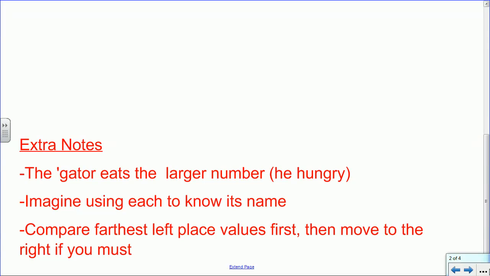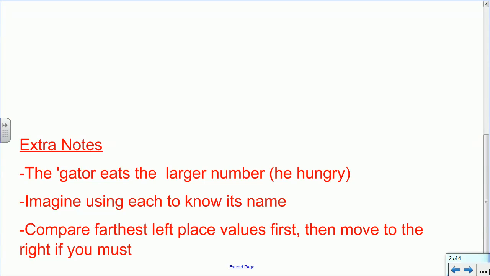The alligator eats the larger number, so a lot of people like to imagine that this relative value symbol looks like an alligator mouth. You could say it looks nothing like an alligator, and you would be right, but that's okay. It always eats the greater number, so that's a way to remember how to use it.